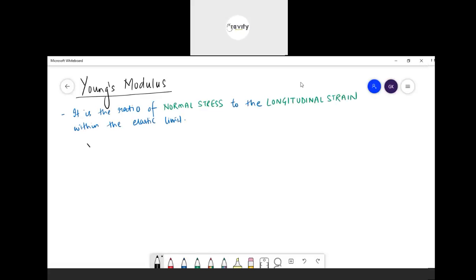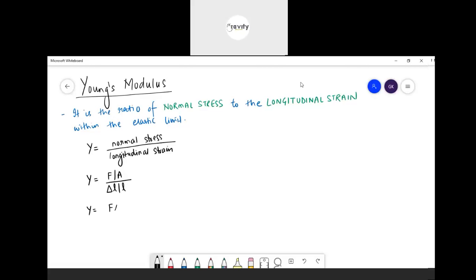So the expression clearly connects as Y equals normal stress, the first one that we studied, the perpendicular category, normal stress upon longitudinal strain, the one involving the change in length. Using the formula of the above two, normal stress is force per unit area, whereas longitudinal strain we studied already, delta L by L, change in length upon original length.